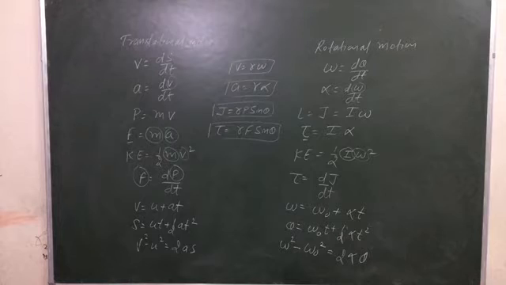In translational motion, we use F equals dp by dt, and in rotational motion, torque is given by dJ by dt. In translational motion, equations of motion are v is u plus at, s is ut plus half at square, v square minus u square is 2as. But in rotational motion, equations of motion are omega is omega naught plus alpha t, theta is omega naught t plus half alpha t square, omega square minus omega naught square is equal to 2 alpha theta.